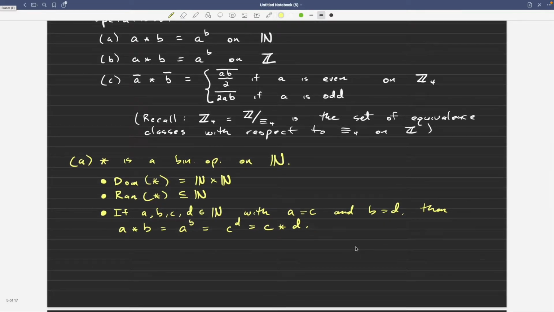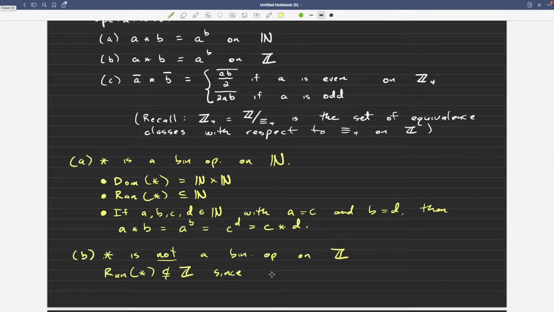Now, the reason I had you think about this same operation but on Z instead of the natural numbers is because you'll realize that it's not a binary operation on the integers. And the problem it has is a range problem. Range of star is not contained in Z since, for example, if I did 2 star negative 3, I would get 2 to the negative 3, which is 1/8. And so the output value there is not an integer. So the input values were integers, but the output value is not.